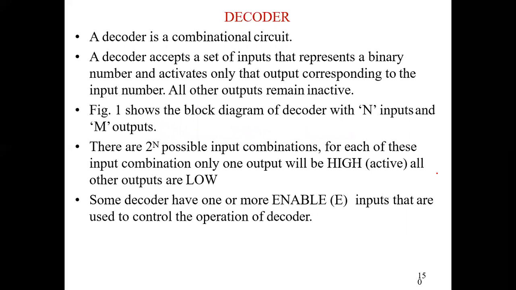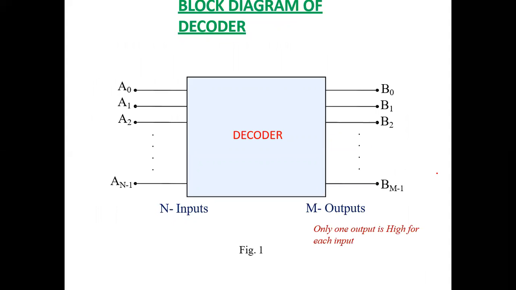First, the decoder. A decoder is a combinational circuit. A decoder accepts a set of inputs that represents a binary number and activates only the output corresponding to the input number. So all other outputs remain inactive. There are 2 power n possible input combinations. For each of these input combinations, only one output will be high, and all other outputs are low. Some decoders have one or more enable inputs that are used to control the operation of the decoder. So that is a decoder with n inputs and m outputs.